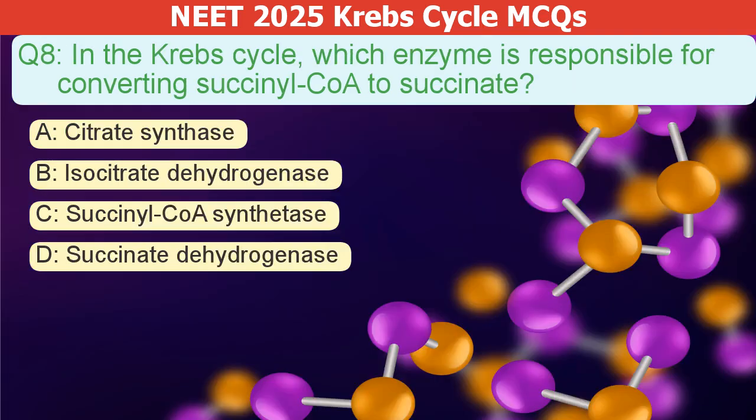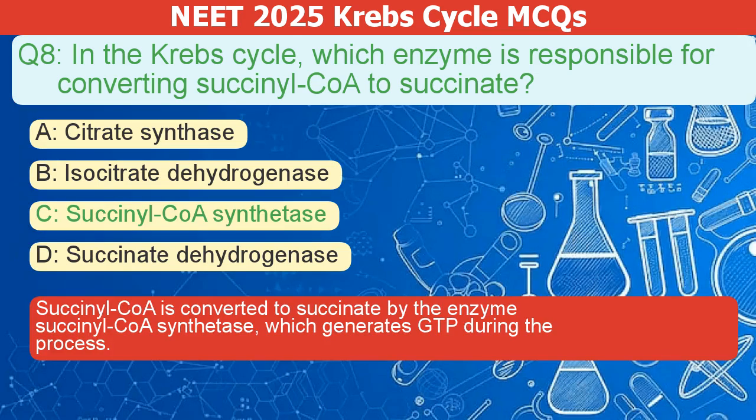In the Krebs cycle, which enzyme converts succinyl-CoA to succinate? A. Citrate synthase. B. Isocitrate dehydrogenase. C. Succinyl-CoA synthetase. D. Succinate dehydrogenase. The correct answer is C. Succinyl-CoA is converted to succinate by the enzyme succinyl-CoA synthetase, which generates GTP during this process.